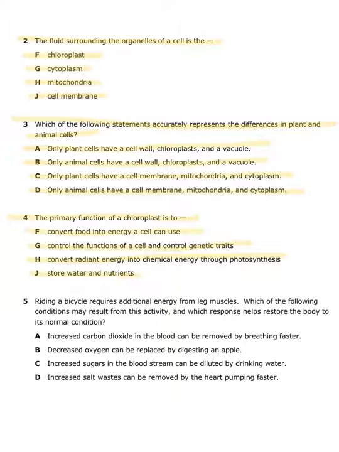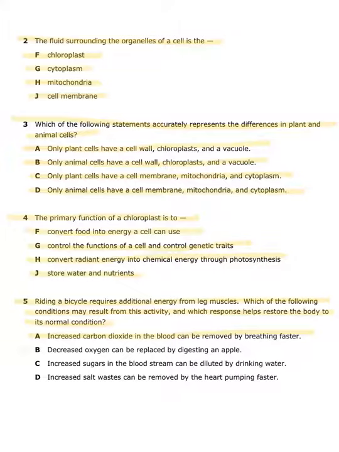Number 5, riding a bicycle requires additional energy from leg muscles. Which of the following conditions may result from this activity, and which response helps restore the body to its normal condition? A, increased carbon dioxide in the blood can be removed by breathing faster.